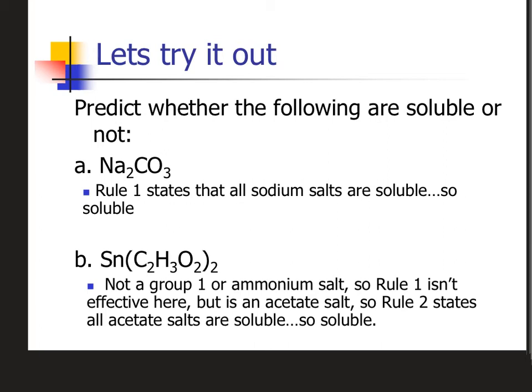Part B, tin acetate. Well, tin is not a group 1 element. It's not an ammonium salt, so therefore it must be soluble because it has acetate. All acetates are soluble. So it's soluble. We don't move on, we don't look at anything else, and none of the other rules actually even apply to this one as we see it.